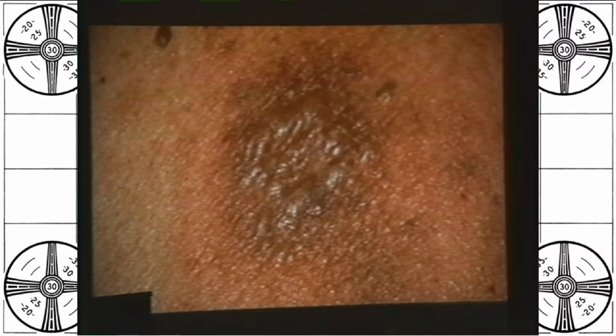This is a blistering fixed drug. When you see a blistering fixed drug that's not on the penis, that's elsewhere, it's almost always sulfa. So you've narrowed it down almost to one agent. Blistering fixed drug somewhere other than on the penis, sulfa drug.